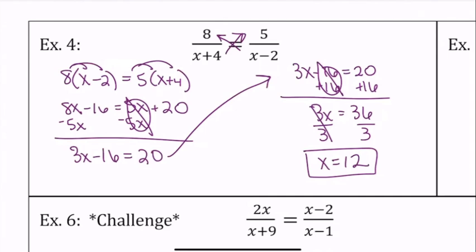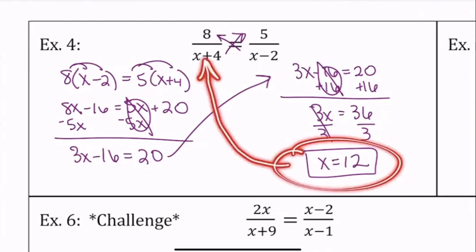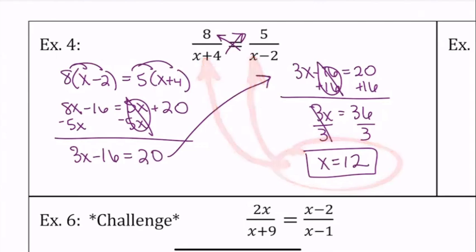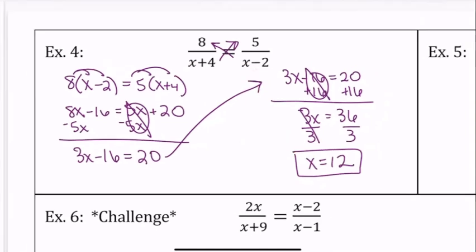And lastly, I'm going to double check to make sure I didn't accidentally pick my restricted value for my answer, because that's not possible. So I would just plug it in here and see, could this give me 0 on accident? 12 plus 4 is 16, so we're good there. And then 12 minus 2 would be 10, so we're good there as well.